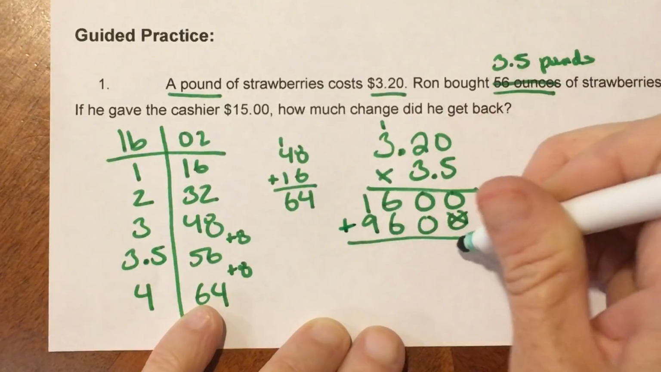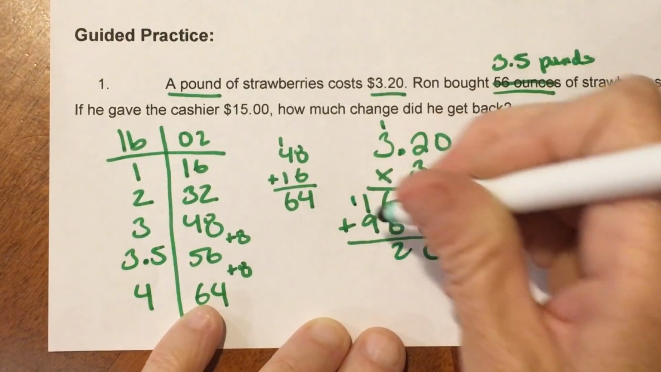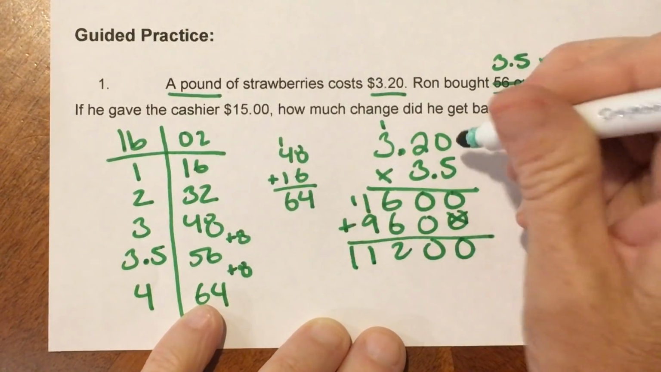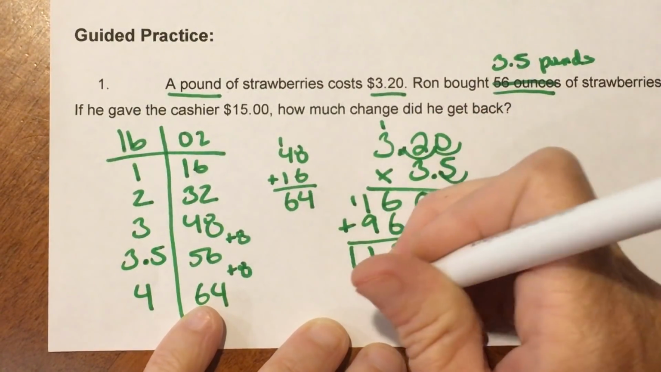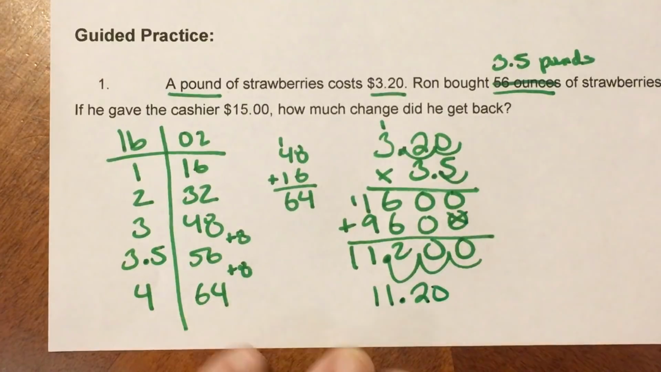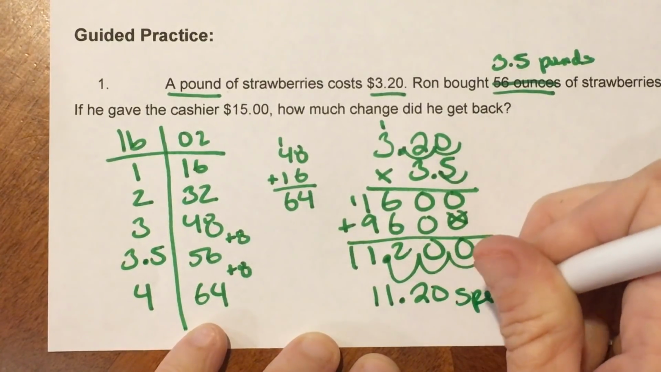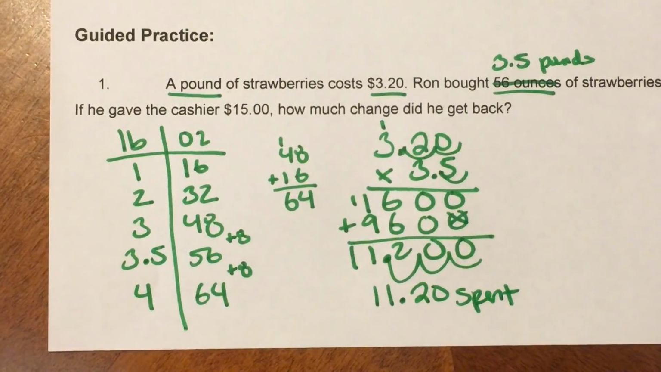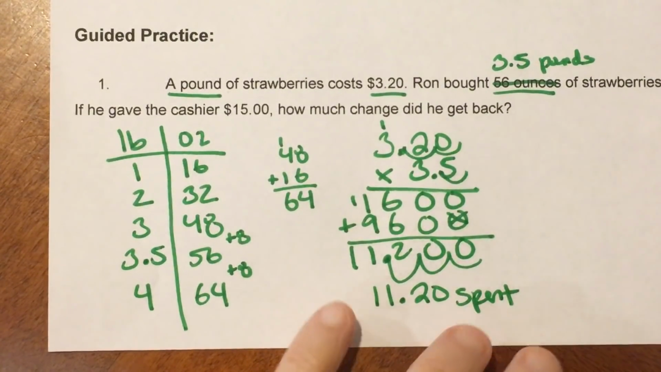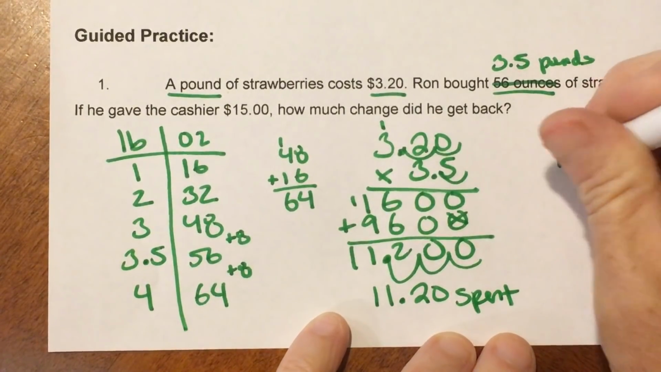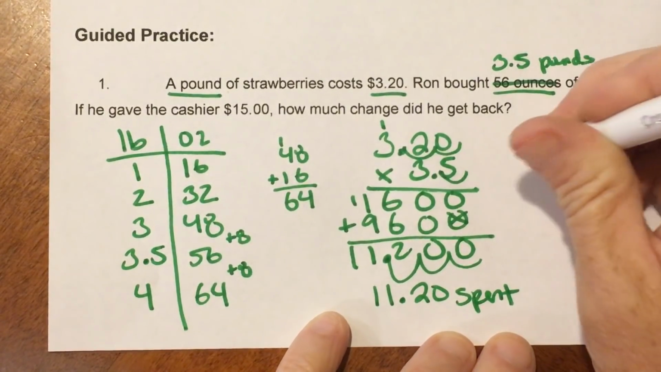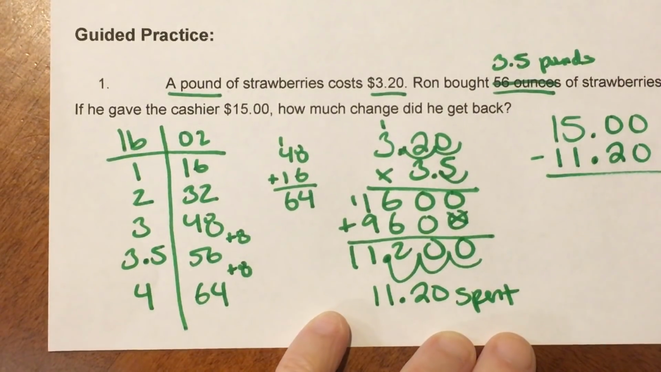So what do I get? Okay, well, 1, 2, 3 places, 1, 2, 3. So I'm seeing that he spent $11.20 on his 3.5 pounds of strawberries. Well, if he gave the cashier $15 and his bill cost $11.20, let's see how much change he got back.